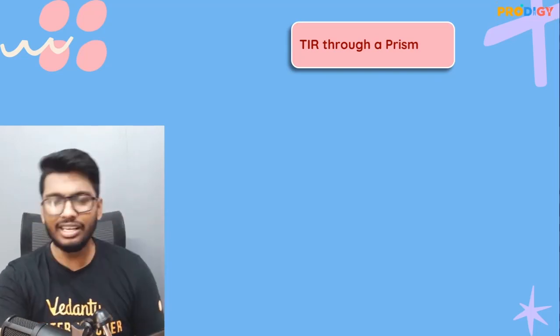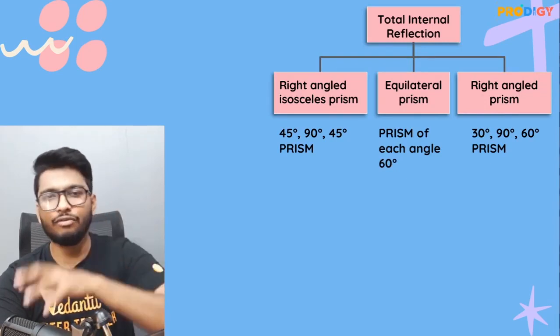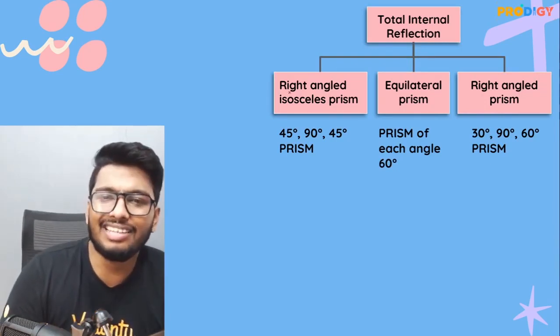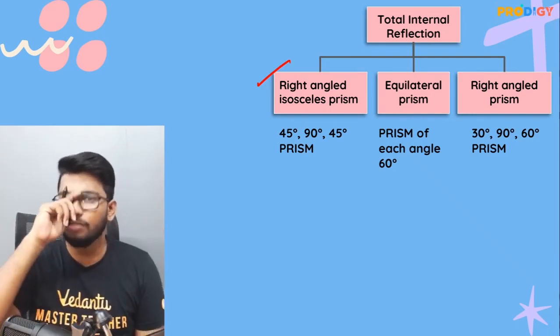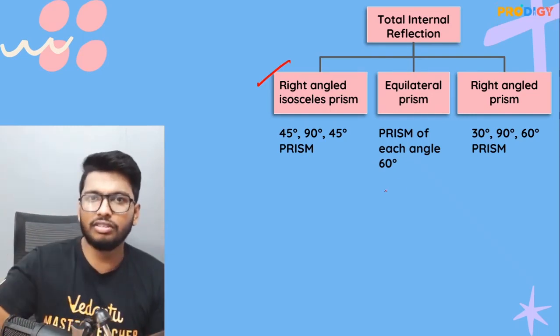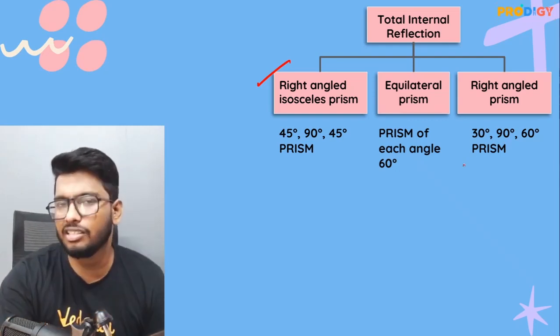Now you can also see total internal reflection in prisms. You have three different types of prisms. You have the right angled isosceles prism, where you have 45 degrees, 90 degrees and 45 degrees. Then you have the equilateral prism, where all three angles are 60 degrees, and the right angled prism, where you have 30, 90 and 60 degrees as well.